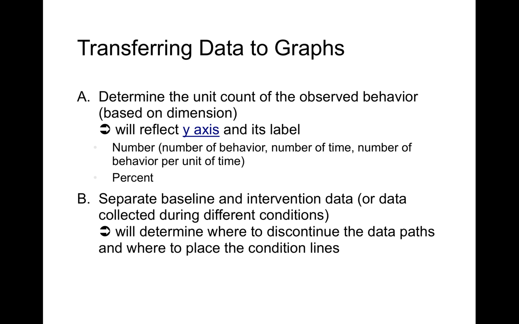When transferring data to graphs, you need to determine the unit count of the observed behavior, and that's based on the behavior's dimension. This will be reflected on the y-axis and in the y-axis label. For example, the number of behavior, the number of time, the number of behavior per unit of time, or percent. You will separate the baseline and intervention data, or the data collected during the different conditions. This will determine where to discontinue the data paths and where to place the condition lines.